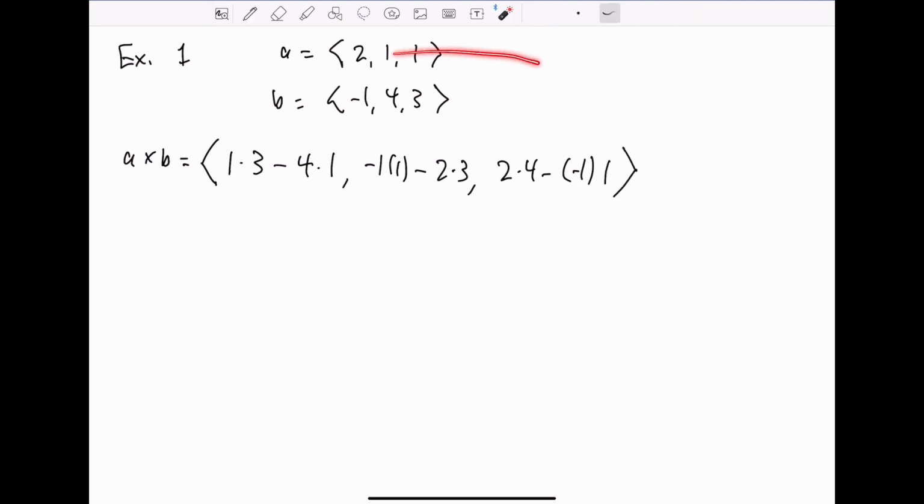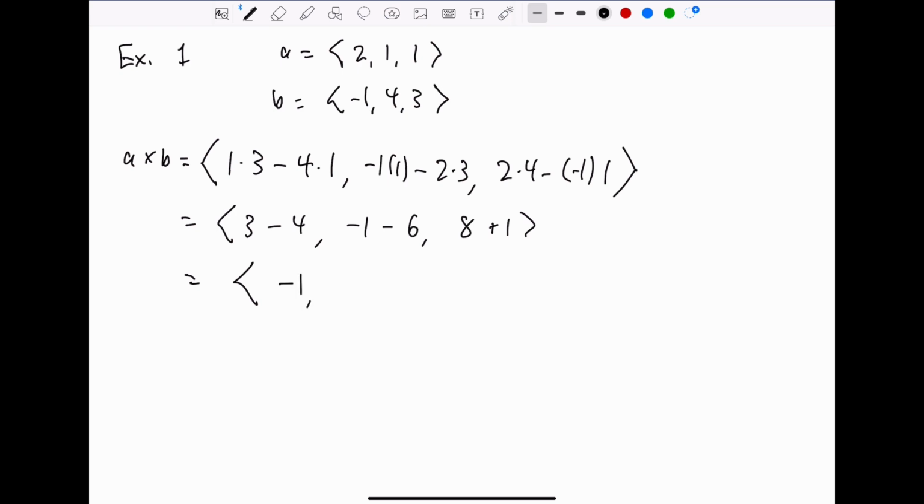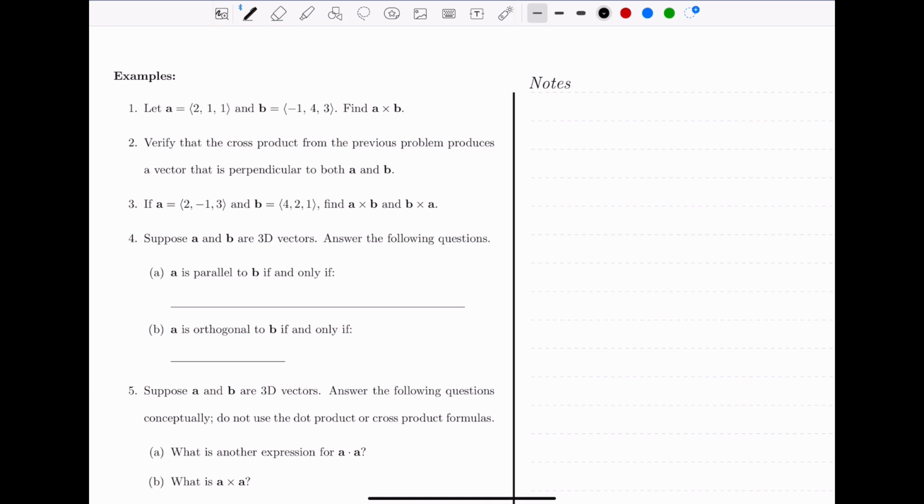I'll just mention here that when you're first learning the cross product, it's really easy to make algebraic mistakes. So just keep practicing with it, and pretty soon you'll get into the rhythm of finding the cross product easily. Now let's simplify to get the final vector. 1 times 3 is 3, minus 4 times 1. -1 times 1 is -1 minus 6. And then the final component is 2 times 4, 8, minus a -1, 8 plus 1. So 3 minus 4, that's -1. -1 minus 6 is -7. 8 plus 1 is 9. That is the cross product of these two vectors. So our answer for part A is -1, -7, 9.